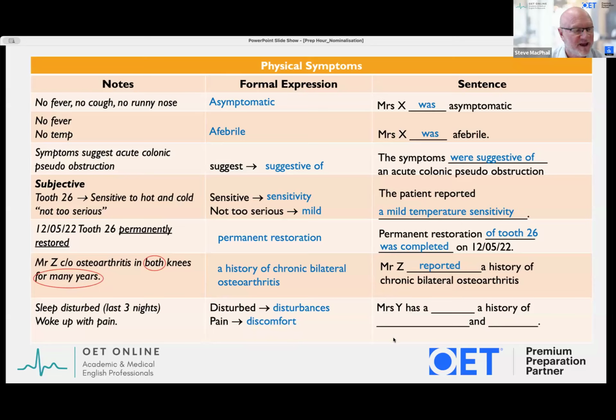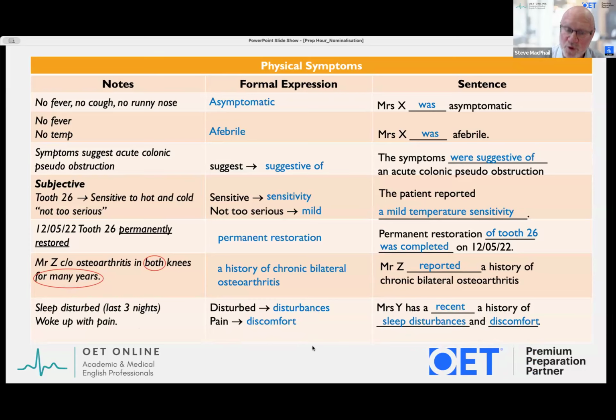Mrs. Y has now we got last 3 nights. How are we going to do that? We can use the word recent, right? A recent history of. We could also say a 3-day history of if we wanted, but a recent history is quite a good summary. A recent history, it's happened recently, of sleep disturbed. So we can change it into sleep disturbances and discomfort.